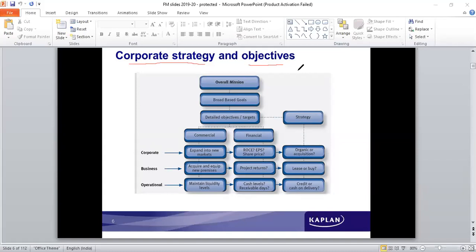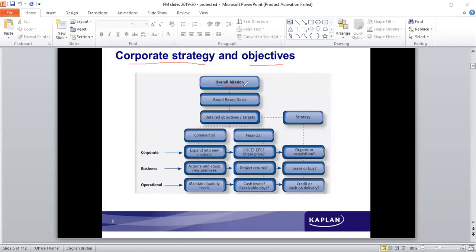So the first thing for an organization is that the overall mission is decided. The very basic purpose of its existence is defined. So why is the organization established? What is the basic purpose of its existence is the mission. So the overall mission is the first step which is decided.